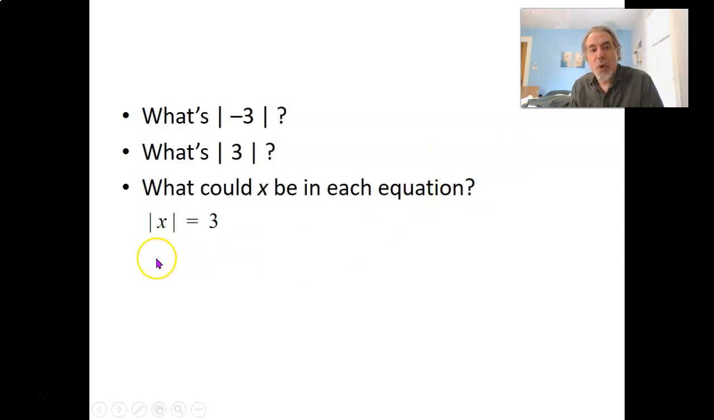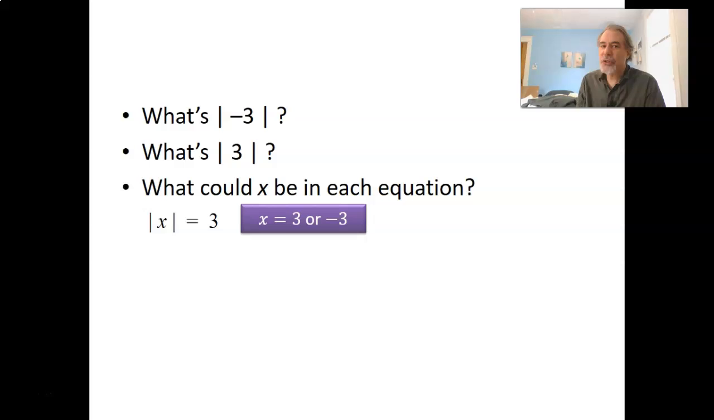So if I wrote the equation, the absolute value of x equals 3, and I say, okay, what could x be? What number can we put inside the absolute value bars and have the absolute value be equal to 3? Well, we've just seen there are two possibilities. It could be -3 or it could be +3. So that equation has two solutions, x equals 3 or -3.